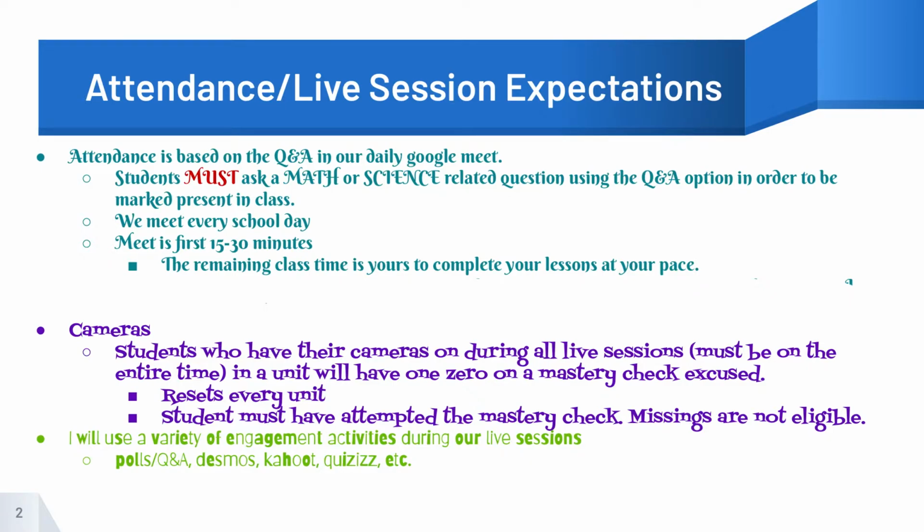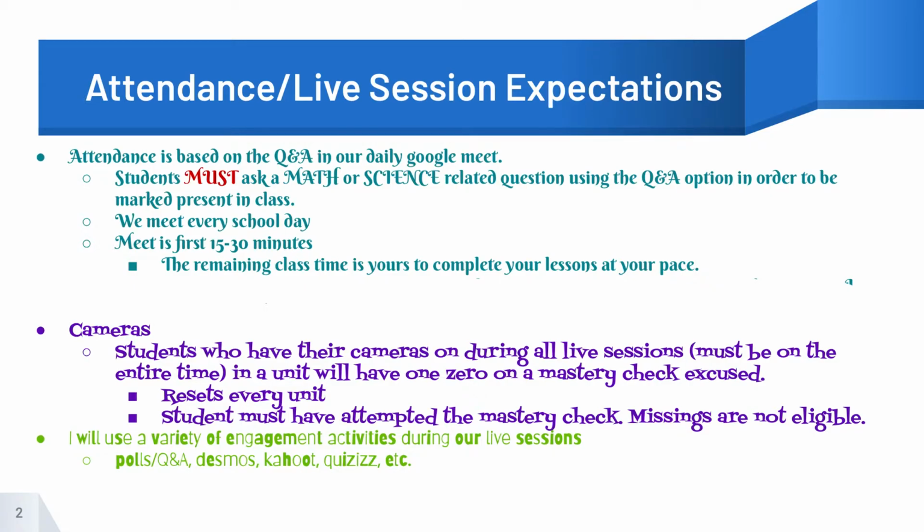Cameras. This is new this quarter as well. Students who have their cameras on during all live sessions, the entire time, in a unit will have one 0 on a mastery check excused. It resets every unit. So if we have 4 units, there are 4 opportunities to have one of the zeros excused. You have to attempt the mastery check though. A missing is not the same as a 0 in this class, and so missings are not eligible. So you have to at least attempt a mastery check in order to receive the exemption.